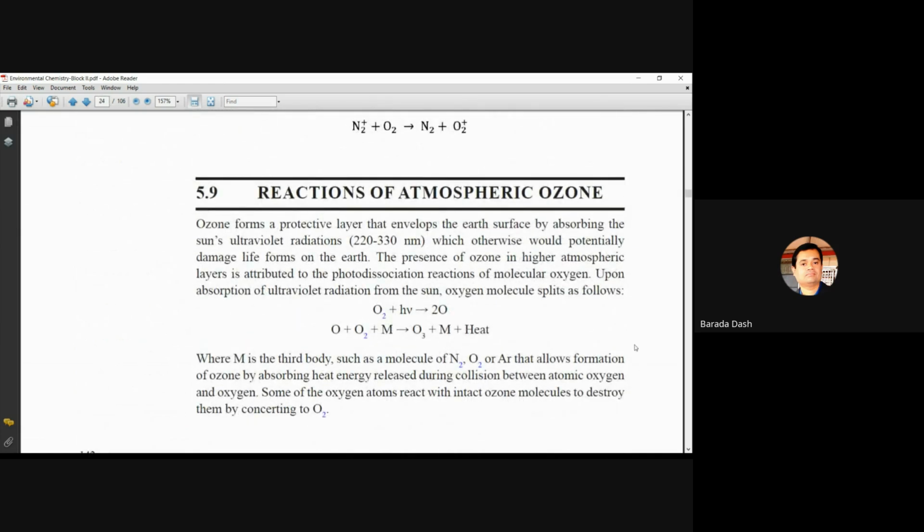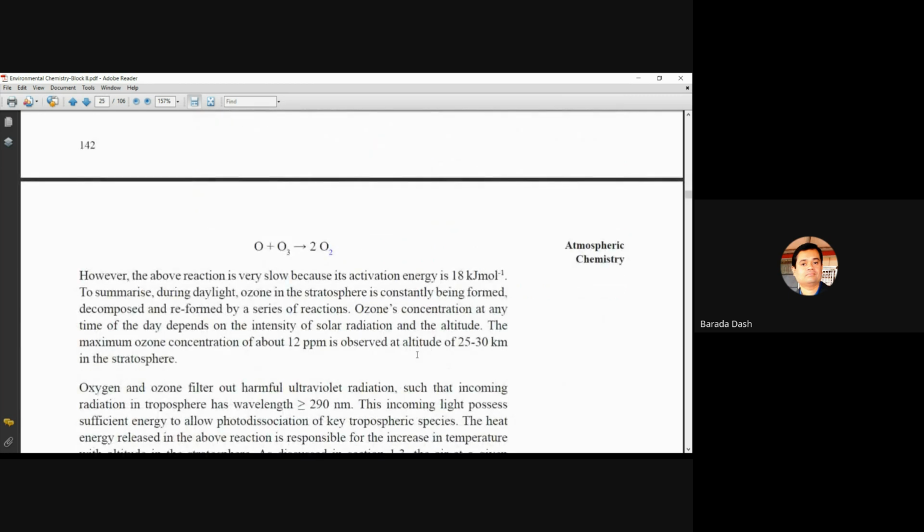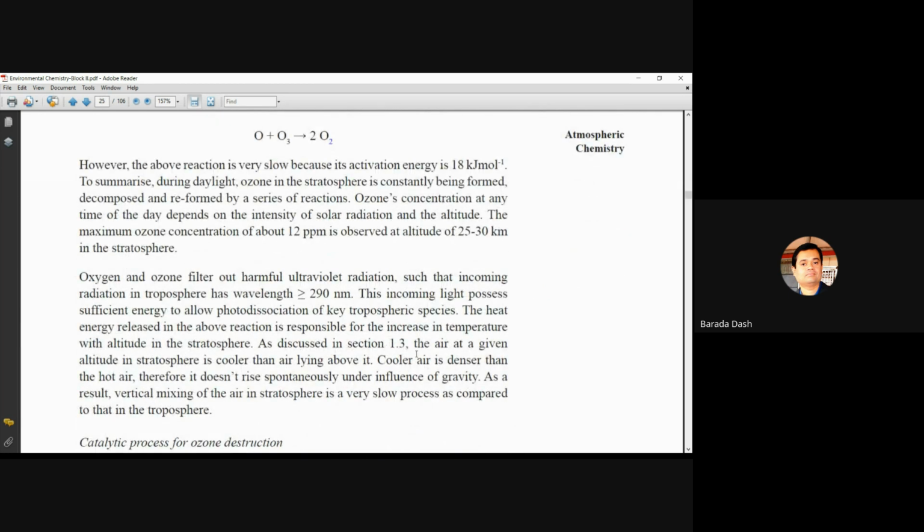Reactions of the atmospheric ozone. Ozone is a very important species in the atmosphere. It forms from oxygen, and for its breakdown into two oxygen molecules it also reacts with oxygen.